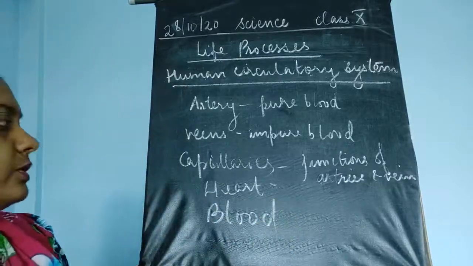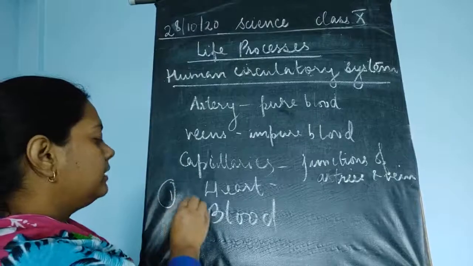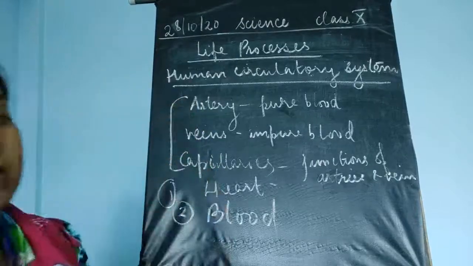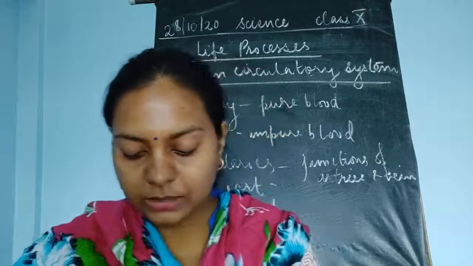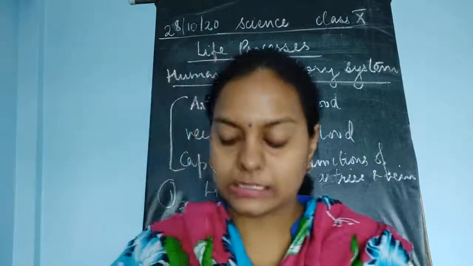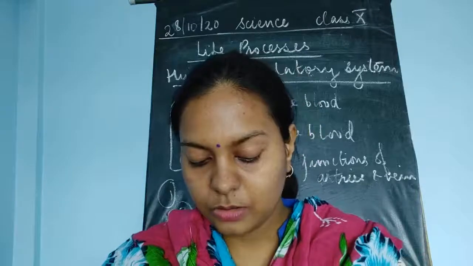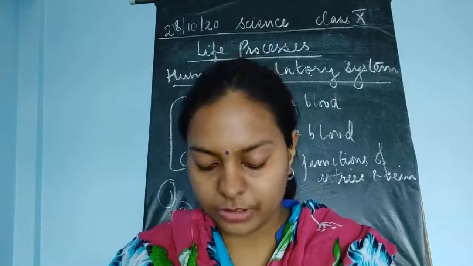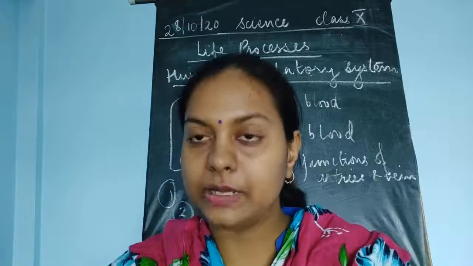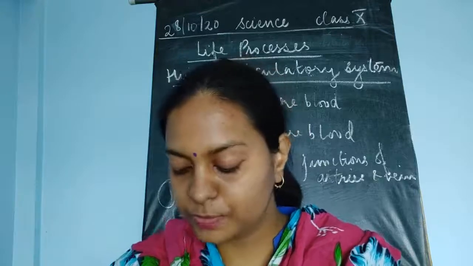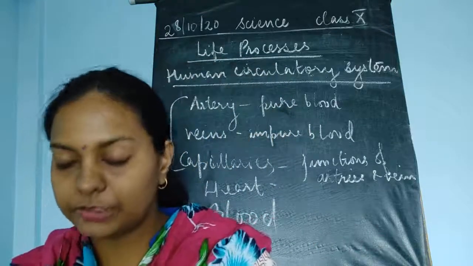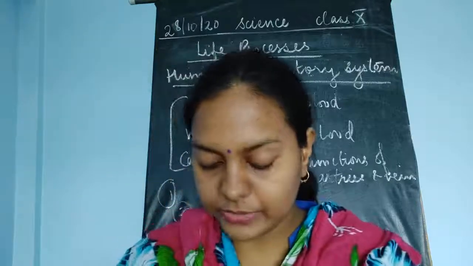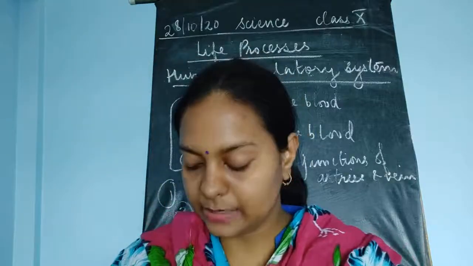So what are the parts? You can say that heart, blood and blood vessels. Three main parts are there: heart, blood and blood vessels, okay. In the circulatory system, the heart acts as the pumping organ which pushes the blood from one organ to another. The arteries, veins and capillaries act as pipes or tubes which help the blood to flow. These tubes are known as the blood vessels, and there are three types of blood vessels: arteries, veins and capillaries.